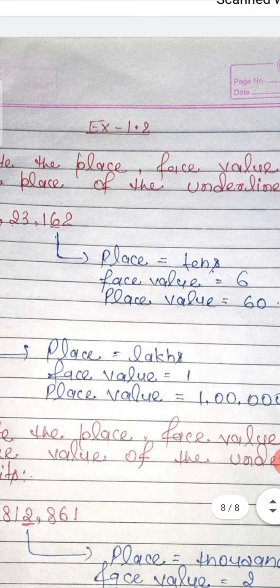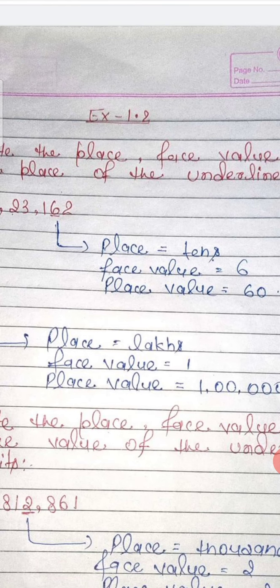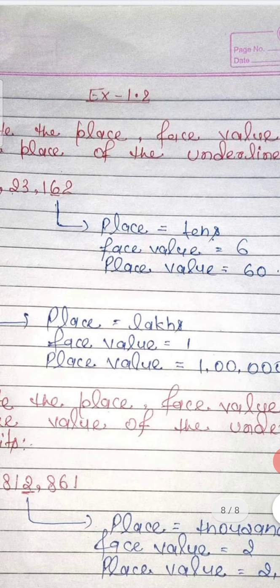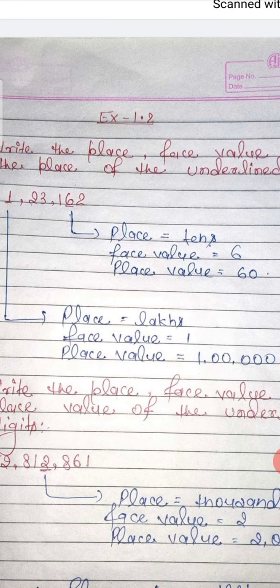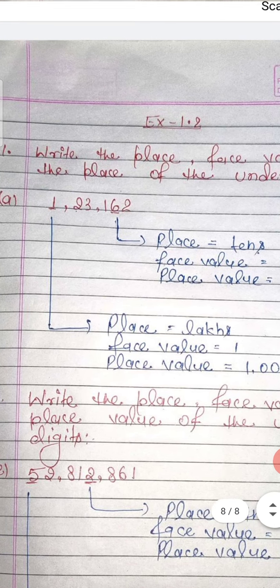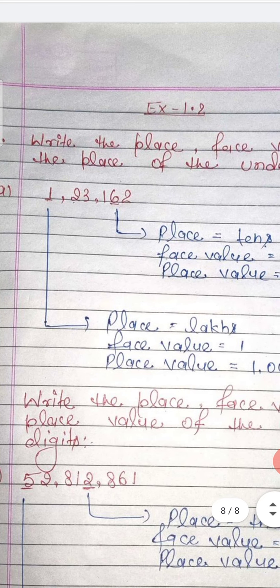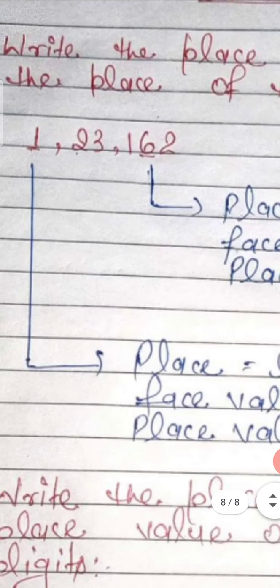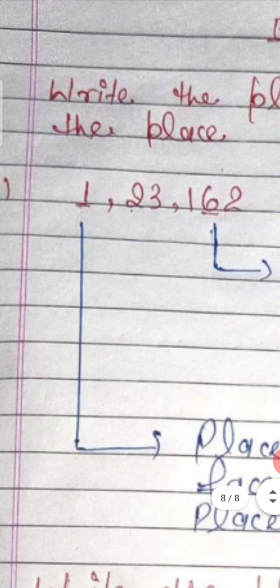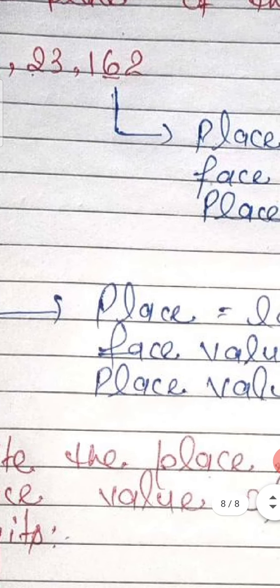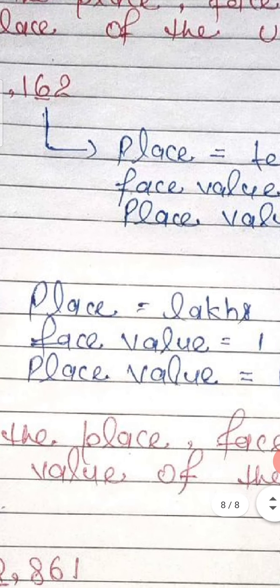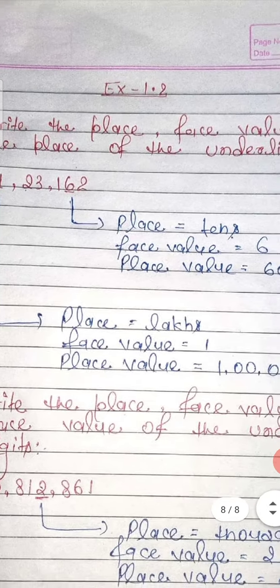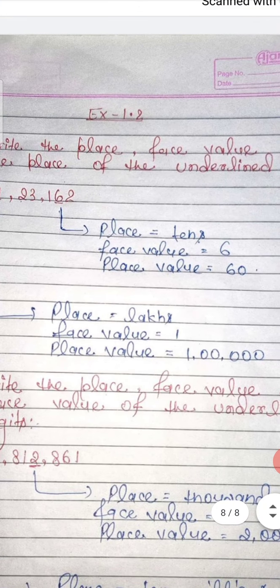Then place value of 6 is 6 multiplied by 10, which is equal to 60. Then your place value of 6 is 60. Now see what is the place, face value and place value of 1. Then we read ones, tens, 100, 1000, 10,000 and lakh. Then place of 1 is lakh, face value of 1 is 1 and place value of 1 is 1 lakh.